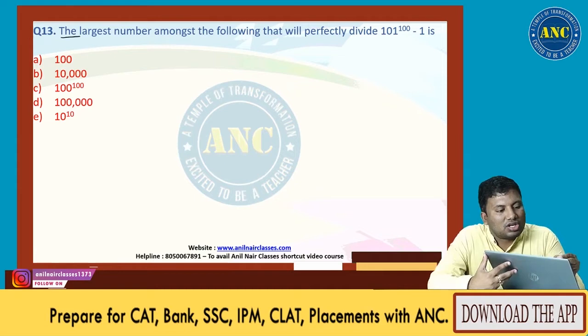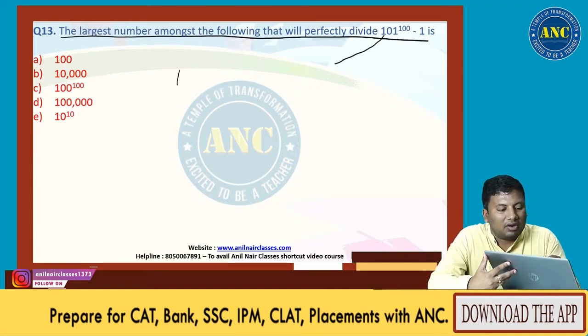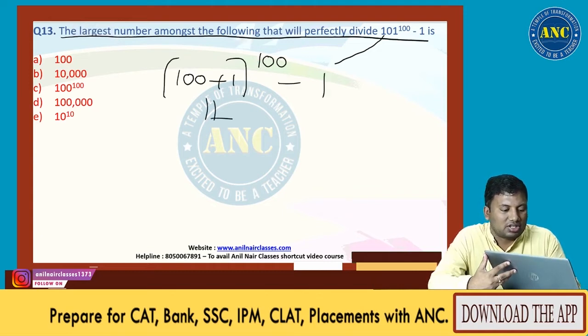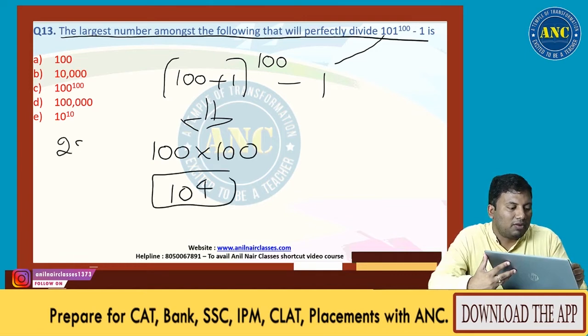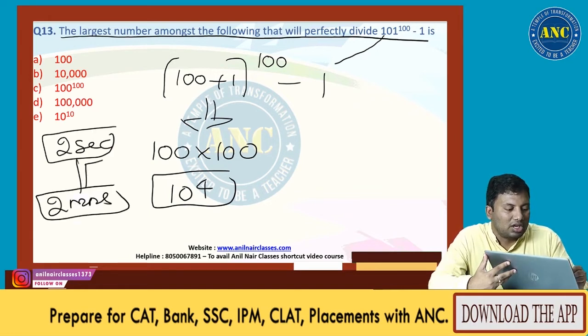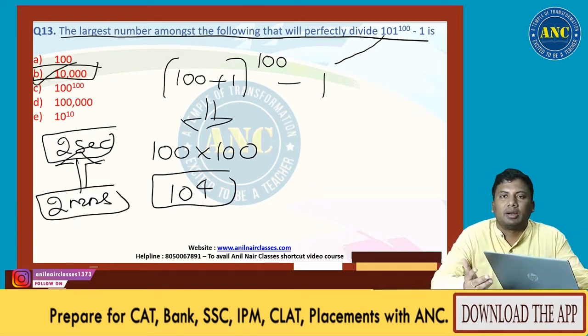Now, the largest number among the following that will perfectly divide 101 power 100, which is (100 plus 1) power 100 minus 1. Just now we discussed it is nothing but power into first term in the bracket. So the answer is 10 power 4. Single step. The problem which takes about 2 minutes to solve has been simplified to 2 seconds because of you attending my live class. Answer for this question is 10 power 4.